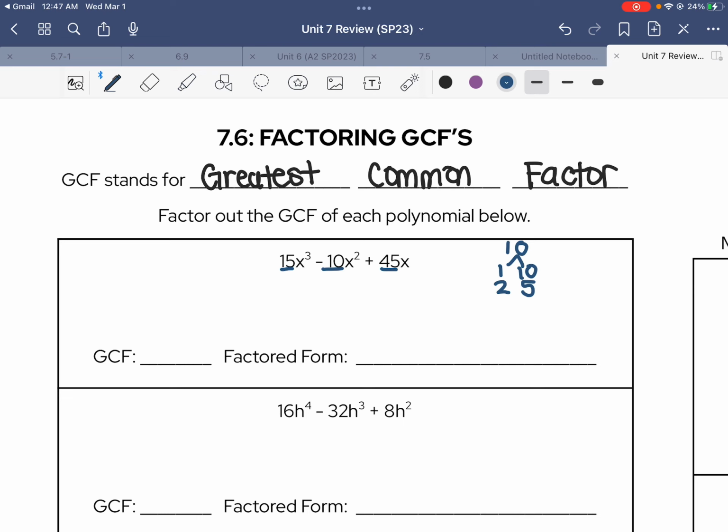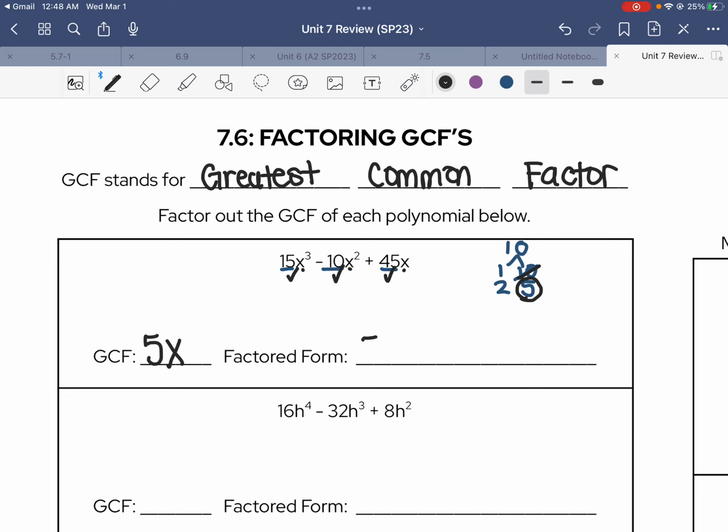Then you start with the biggest number, which is 10, and you ask yourself, does 10 go into 15? No, so 10 doesn't work. Then you try 5. Does 5 go into 15? Yeah, 3 times. So 15 works, 10 works. Does 5 go into 45? Yes, 9 times. So 5 is my greatest common factor because it works on all three. Then you have to check your x's. Since all three of them have an x, my greatest common factor is 5x.